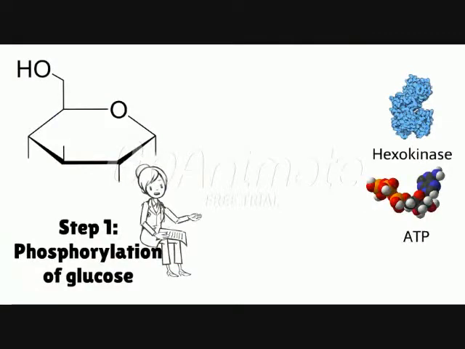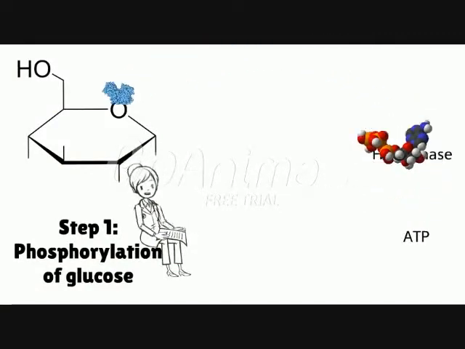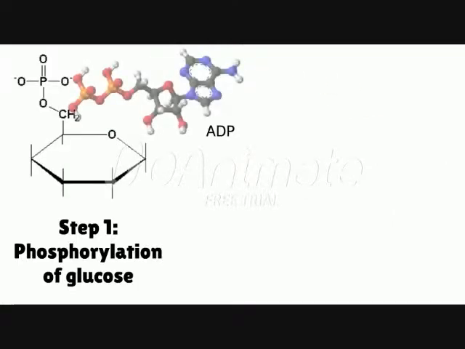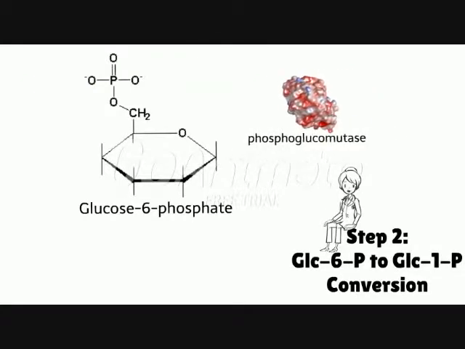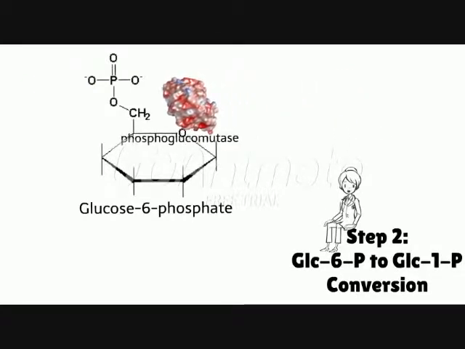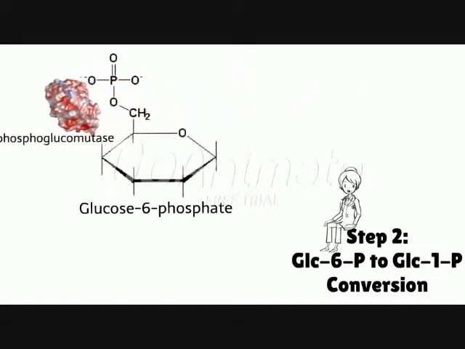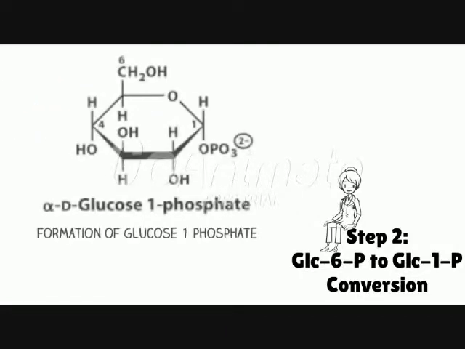First, glucose is phosphorylated into glucose 6-phosphate in the liver by the enzyme hexokinase. Second, glucose 6-phosphate is isomerized into glucose 1-phosphate by phosphoglucomutase, passing through the obligatory intermediate glucose 1,6-bisphosphate.